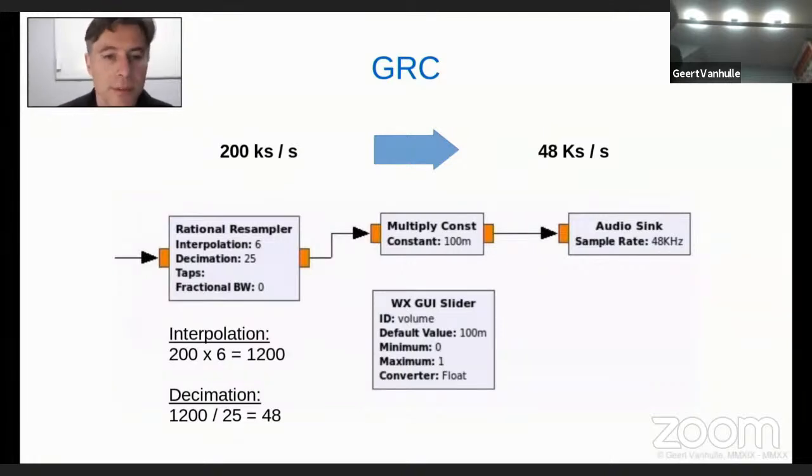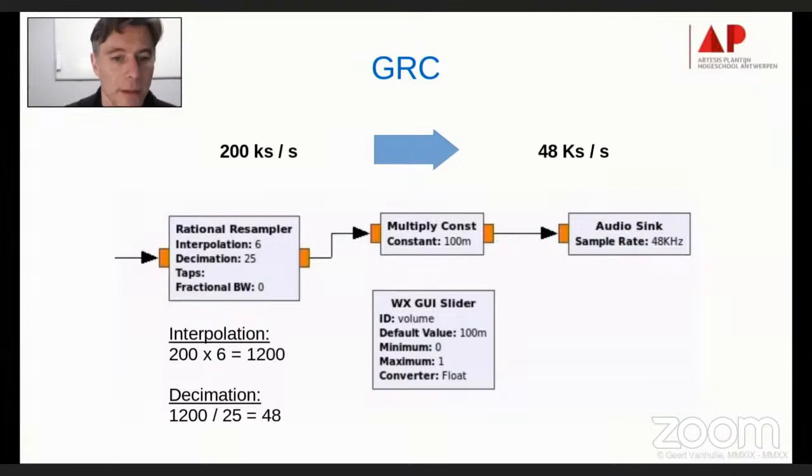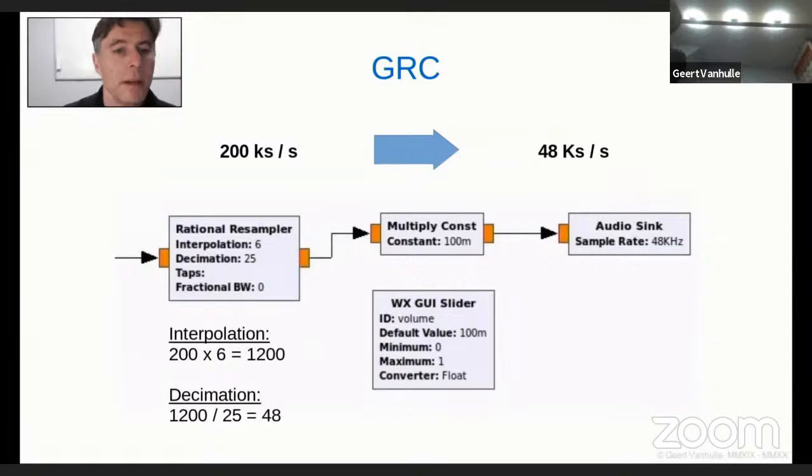And making more samples is quite easy. We simply add empty samples. So we will go from 200 kilo samples per second, multiply the sample series by 6, and go up to 1,200 kilo samples per second. Why? Well, there we have a real number, 25, that we can use to divide and end up at 48 kilo samples per second. So this is what's happening in my rational resampler.